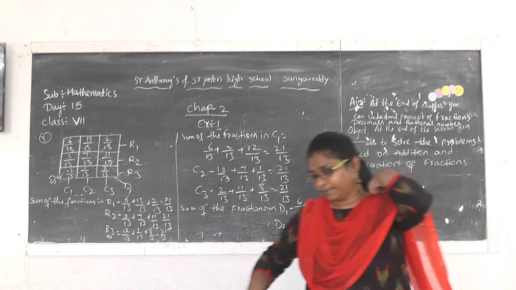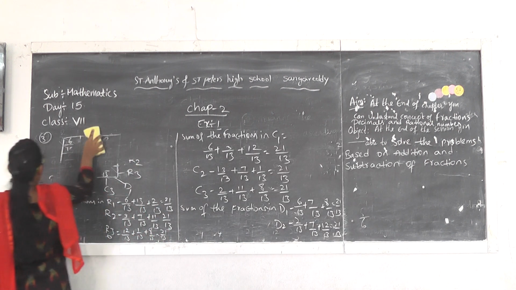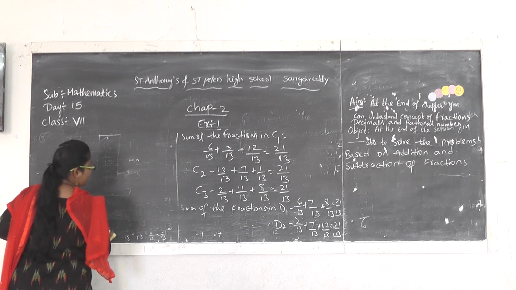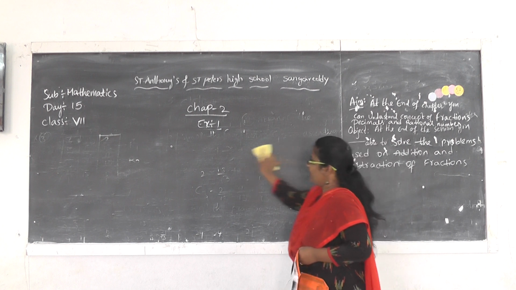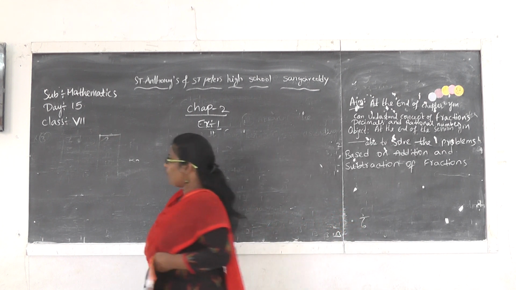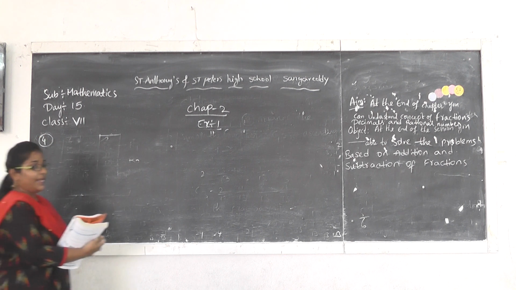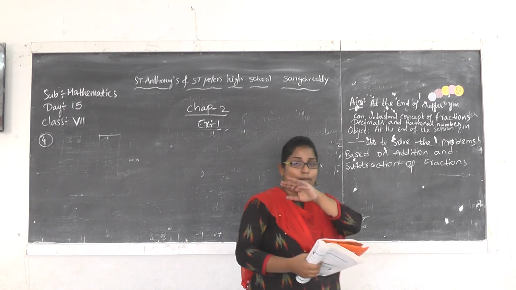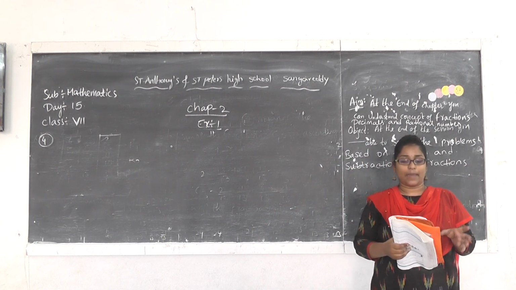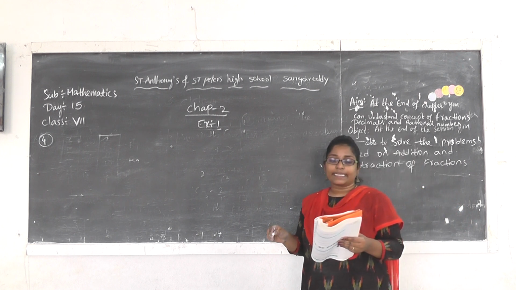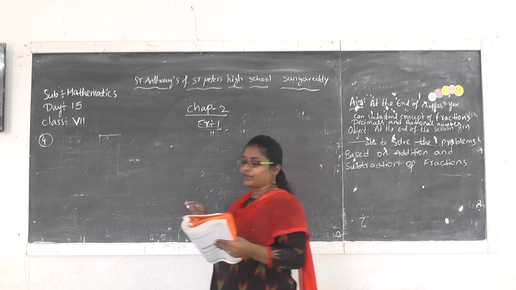Next, the fourth question. So, what is the fourth question? Look here. There are a total of 7 problems in this first exercise. All the problems are related to addition, subtraction and comparisons. So what is the fourth question? A rectangular sheet of paper is 5 2 by 3 centimeters long and 3 1 by 5 centimeters wide.